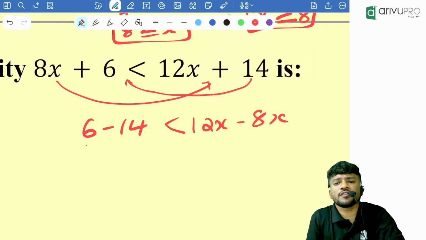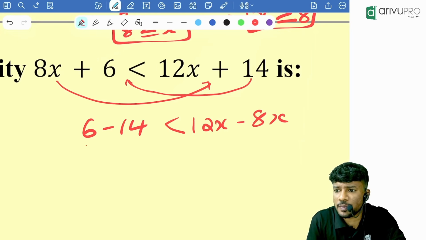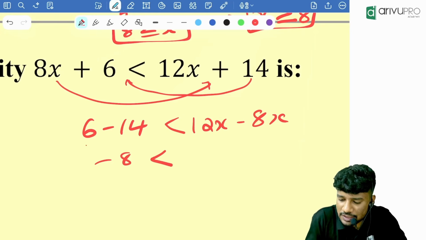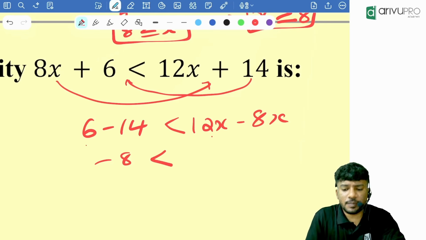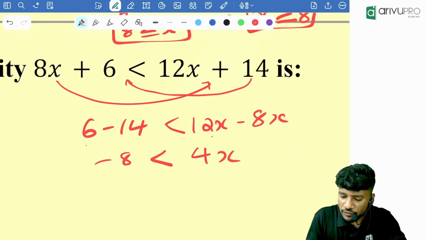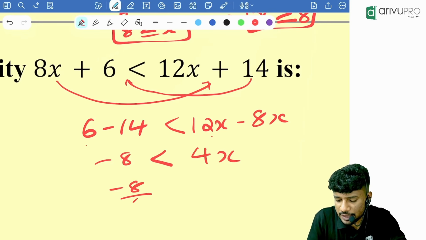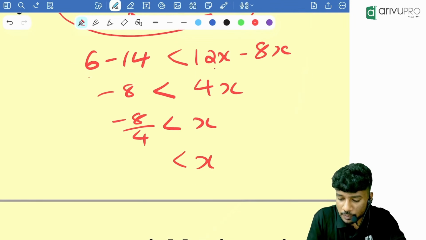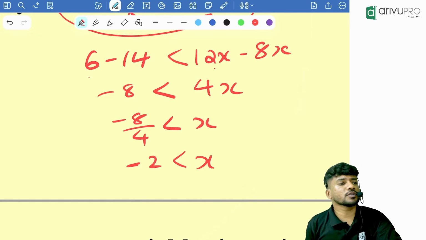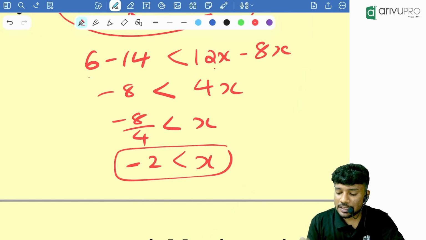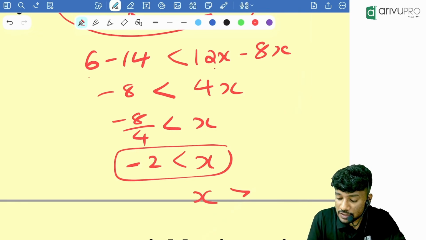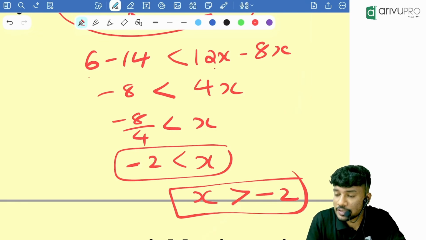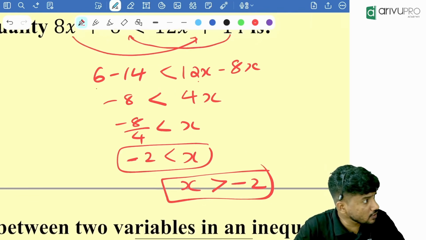Now 6 minus 14 is how much? Minus 8. Less than 12x minus 8x will become how much? 4x. From this, can I say minus 8 divided by 4 is less than x? From that, x is what? Minus 8 by 4 is how much? Minus 2 is less than x. From this, can I write it this way? X is greater than minus 2. Is this correct? Yes, x is greater than minus 2.